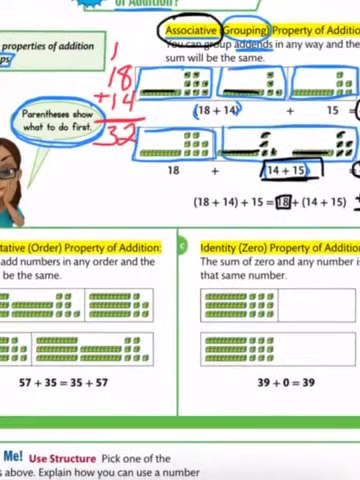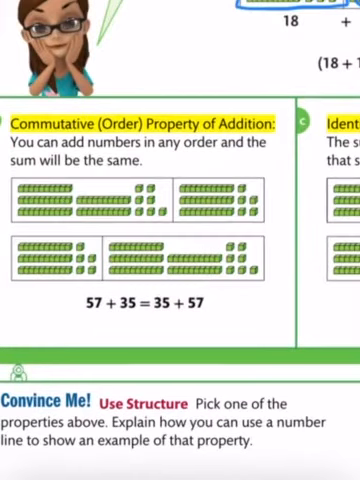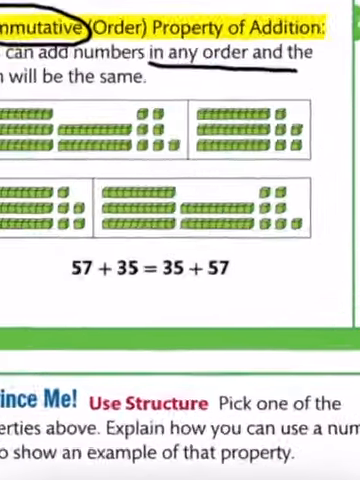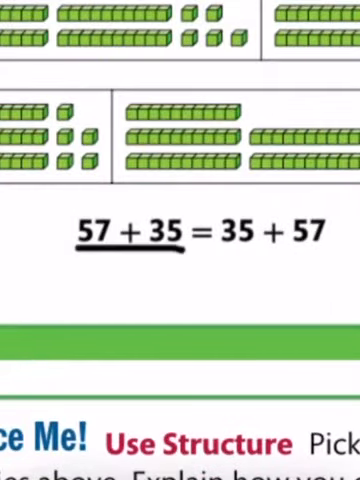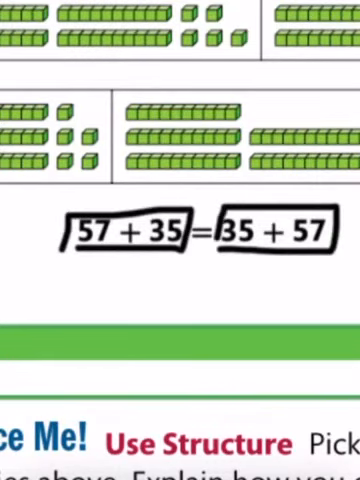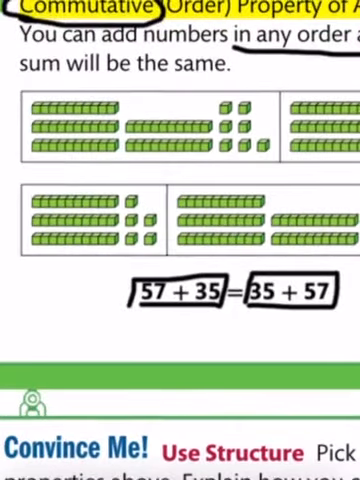All right, here's another property of addition called the commutative property. This one is usually the easiest to remember. All that means is you can add them in any order and the sum will be the same. So if we look down here at the bottom, 57 plus 35, you can switch that around and you get 35 plus 57. They will both equal the same thing. Okay? So I'm going to write it down. 57 plus 35.